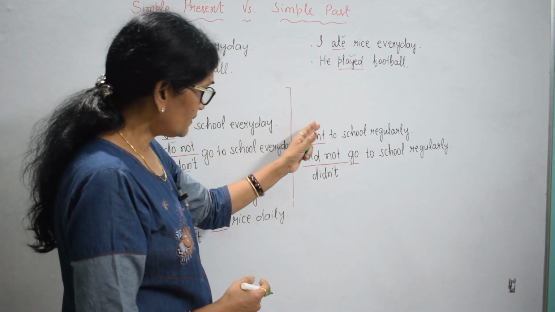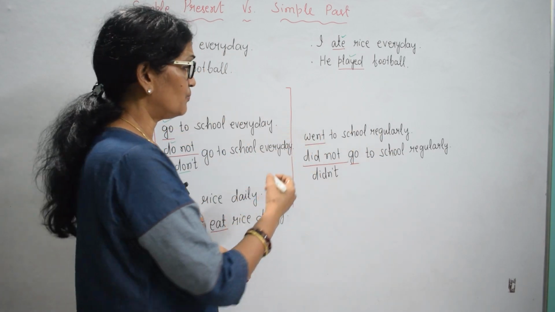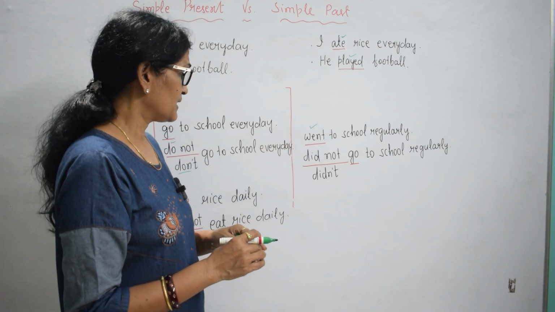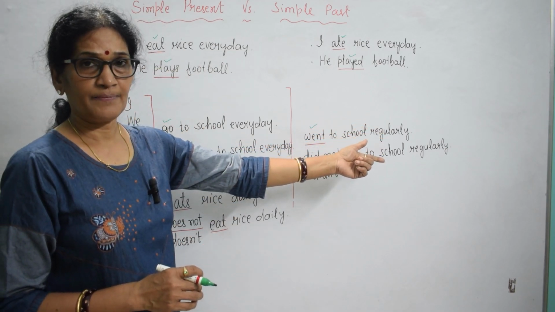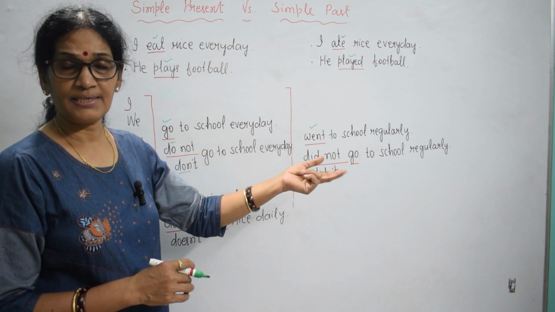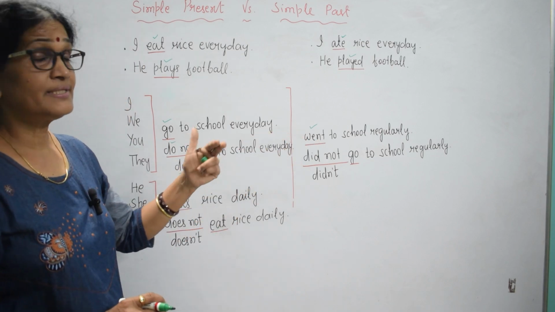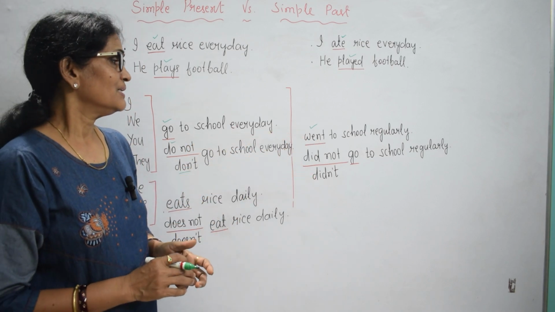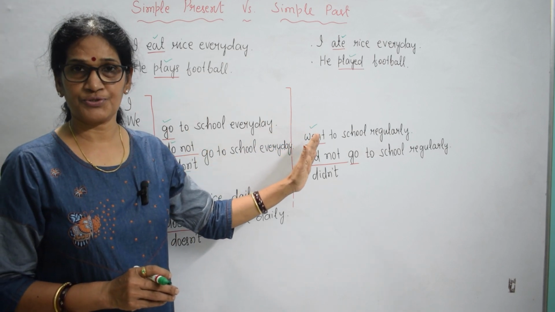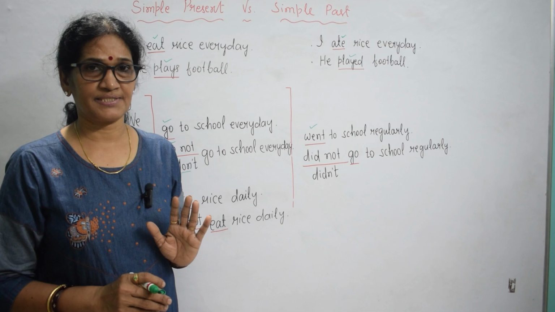So, for the simple past, I went to school regularly. Went is the past form of a verb. We use the past form of a verb. We went to school regularly. You went to school regularly. They went to school regularly. He went to school regularly. She went to school regularly. It ate regularly. So, with all kinds of subjects, the past form of a verb goes. That means the past form of a verb agrees with all kinds of subjects.